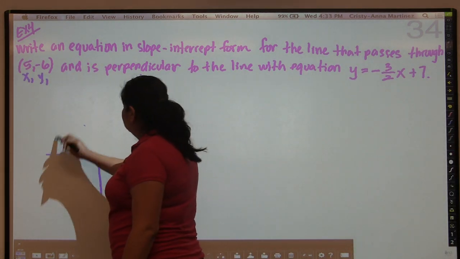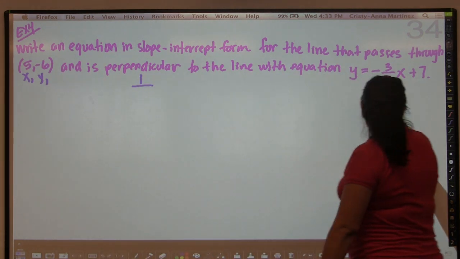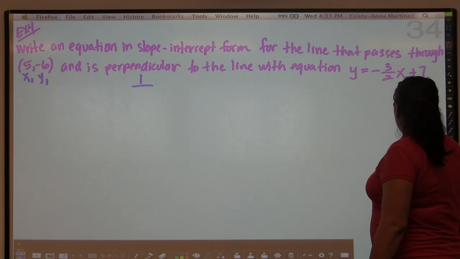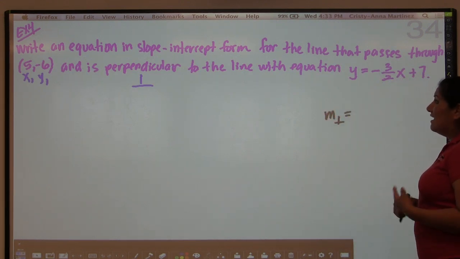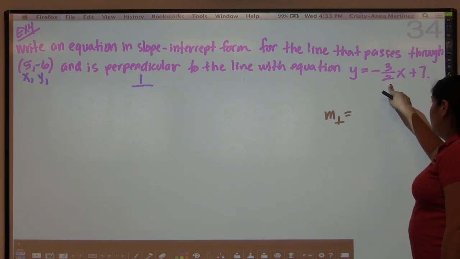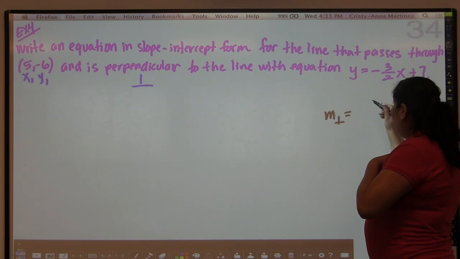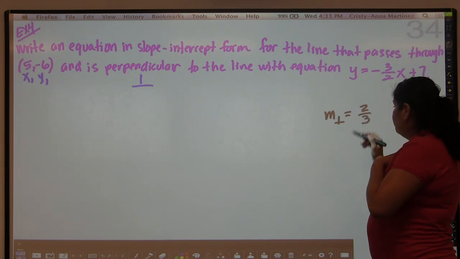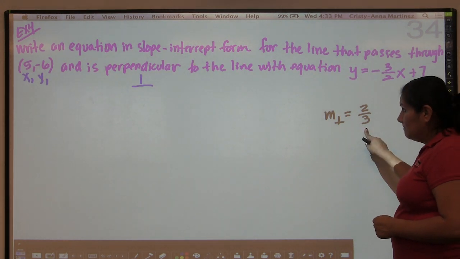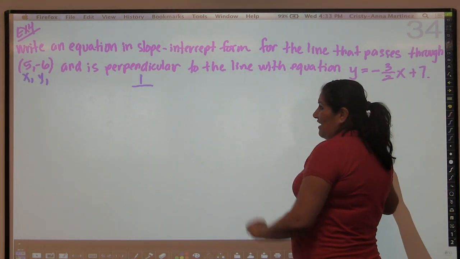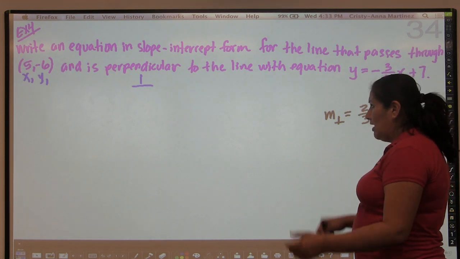So what we do for this is, if we know that it's going to be perpendicular to this line, then my perpendicular slope has to be the negative reciprocal of this slope. So if this slope is -3/2, then my slope must be positive 2/3. So indirectly, they are telling me that the slope is 2/3, and the point that I'm passing through is 5, -6. Once you have those two pieces of information, you can carry on like usual.